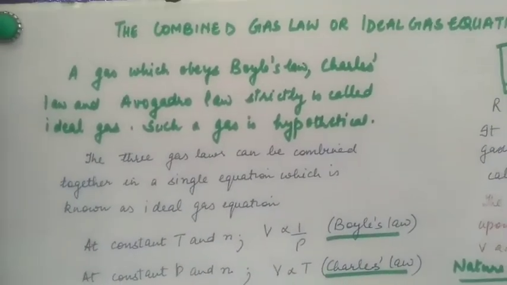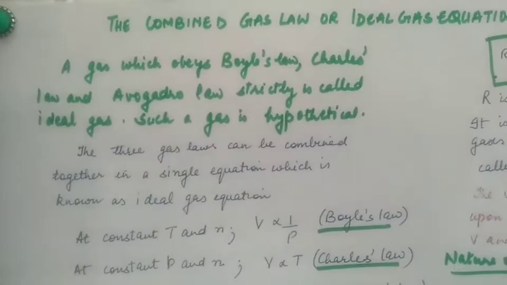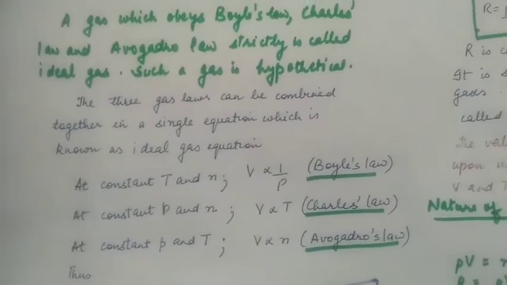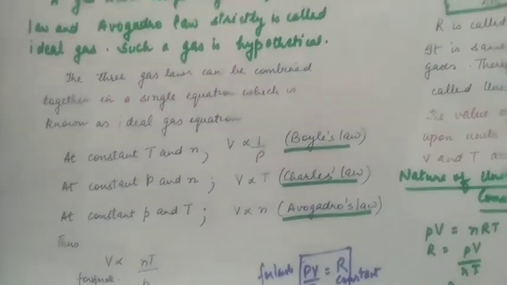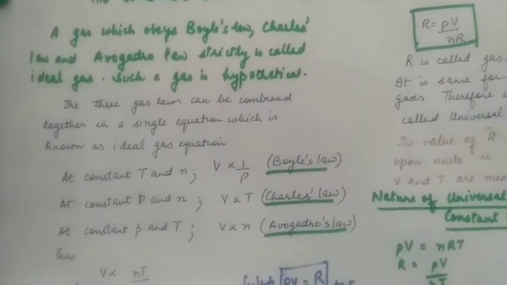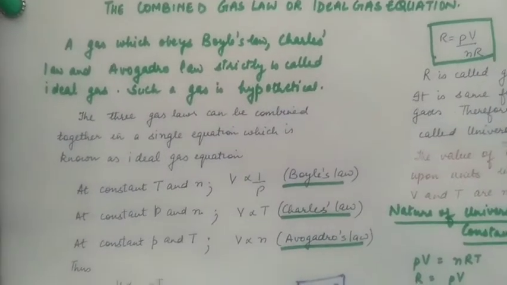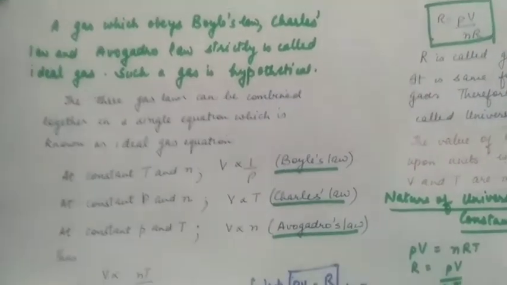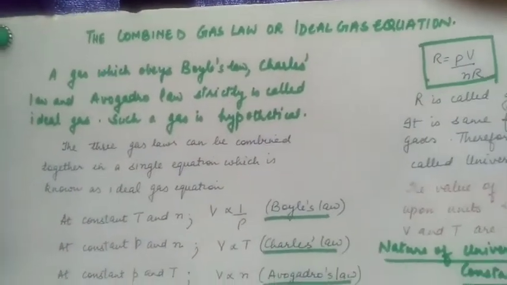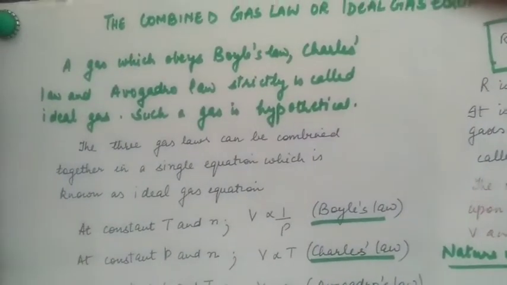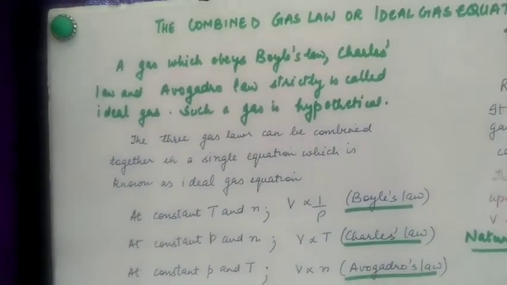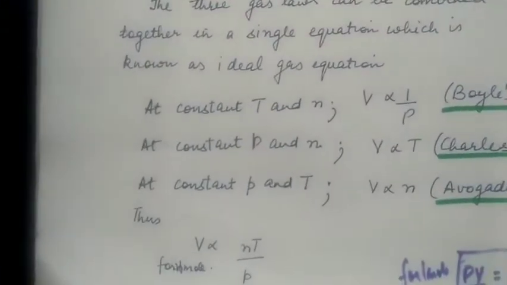Called ideal gas. Now such a gas is hypothetical because in everyday life the gases that we see obey these laws only at high temperature and low pressure, so it is hypothetical. The three gas laws can be combined together in a single equation which is known as the ideal gas equation.